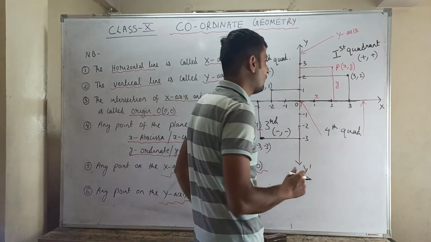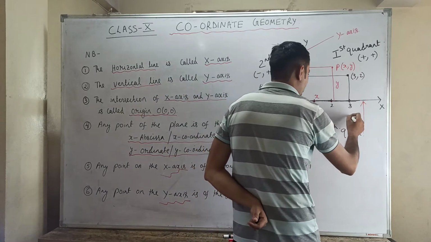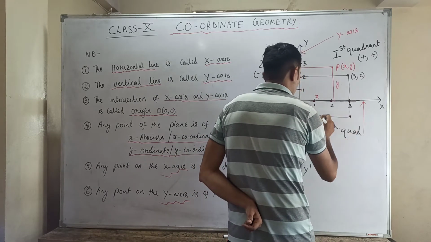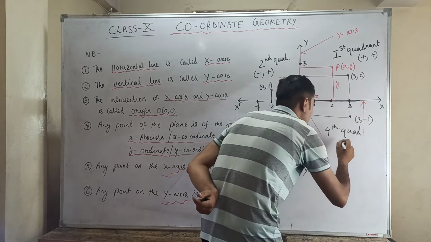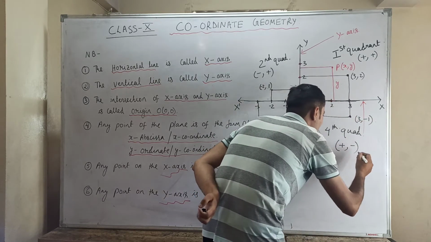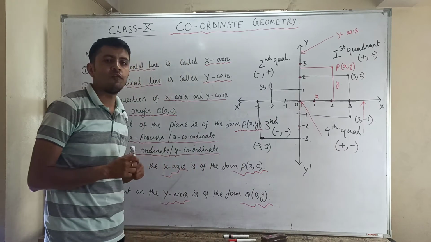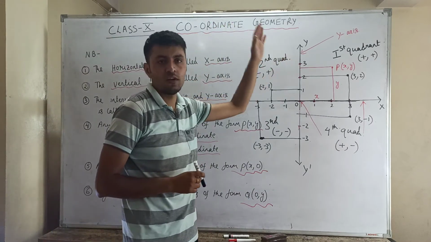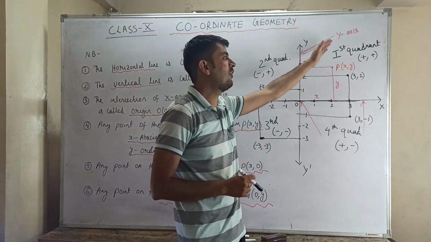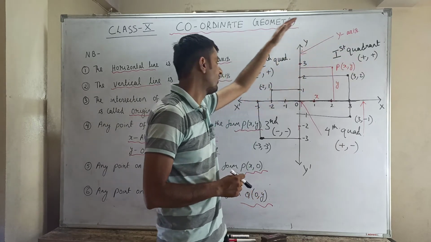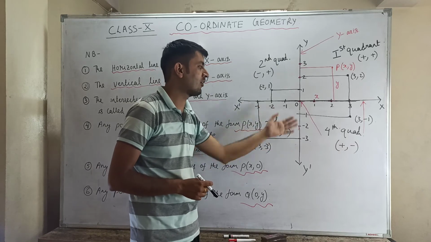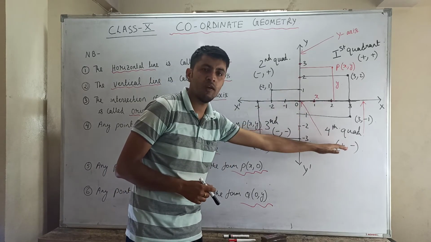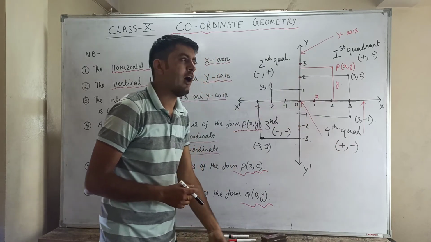And for your fourth quadrant, let me see this point out here. It will be 3 comma minus 1, so it will be plus, minus. This way you can find out the sign in each quadrant. For your first quadrant, both of them have to be positive. For the second quadrant, it will be minus, plus. For the third quadrant, minus, minus. And for your fourth quadrant, it will be plus and minus.